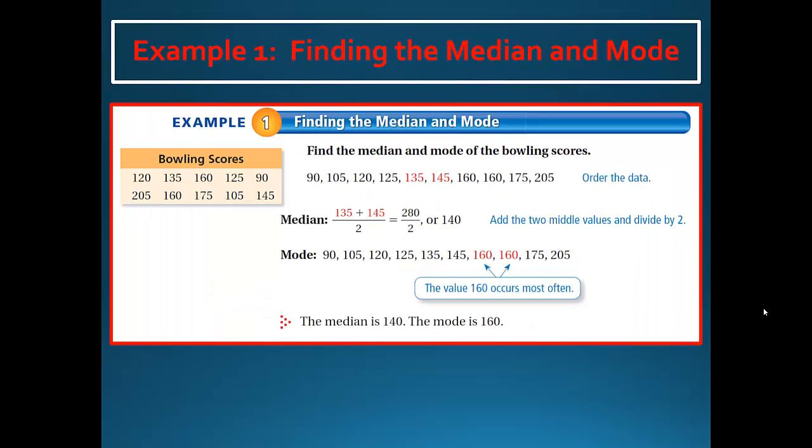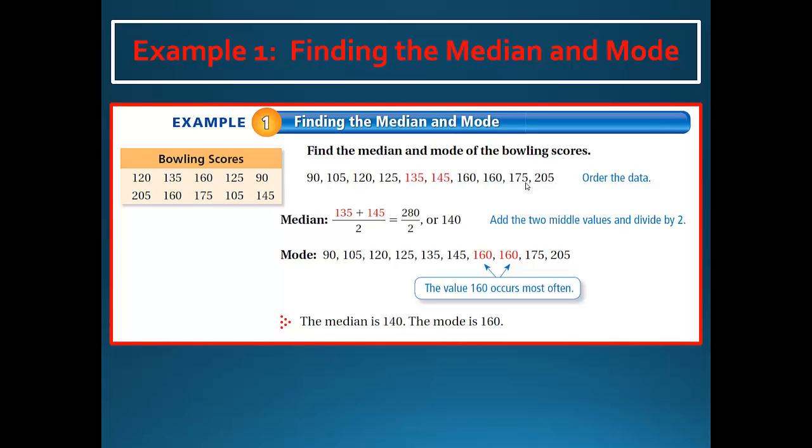For our first example, we're finding the median and mode. Find the median and mode of the bowling scores. So in our table, we have a set of bowling scores. The first thing we'll do is put the data in order, from least to greatest. So we have 90, 105, 120, 125, 135, 145, 160, 160, 175, and 205.